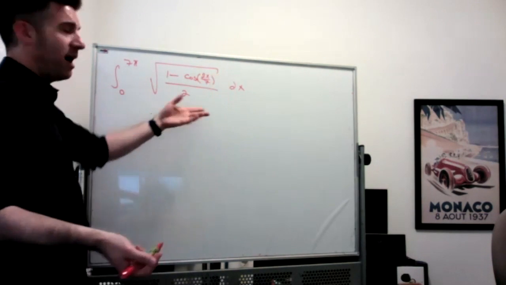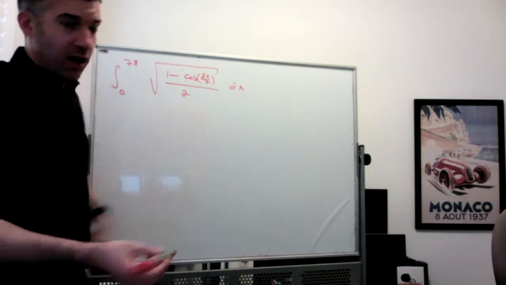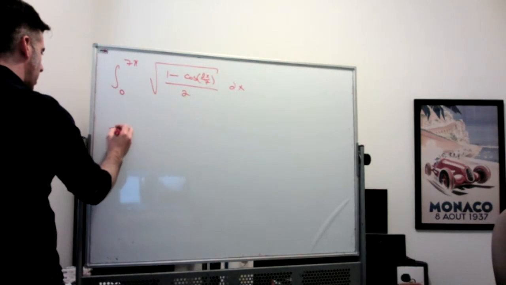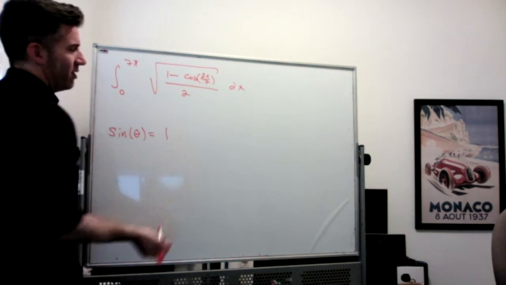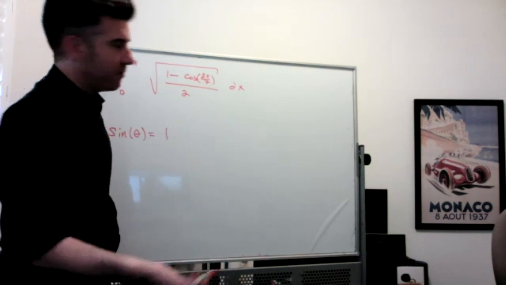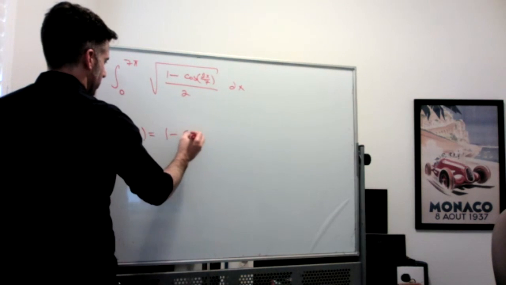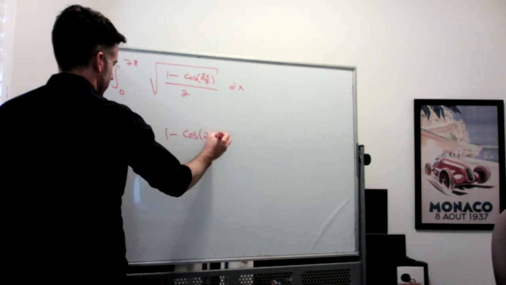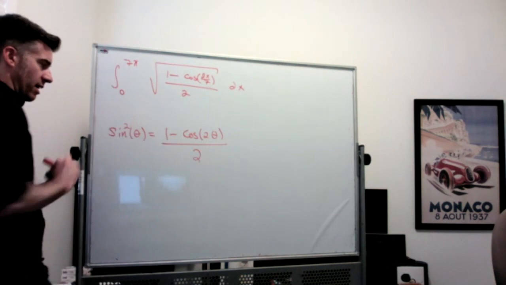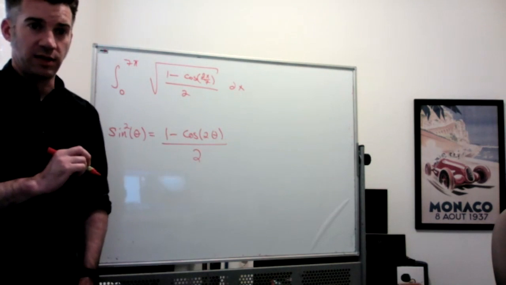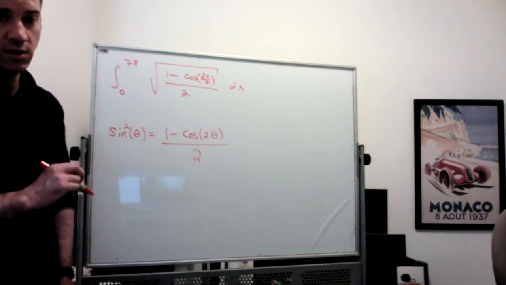So again, right off the bat, I see a trig identity here. I know that sine of an angle is equal to... well, this one's going to be easier. Sorry, sine squared of an angle is equal to 1 minus cosine of 2 times the angle, divided by 2.